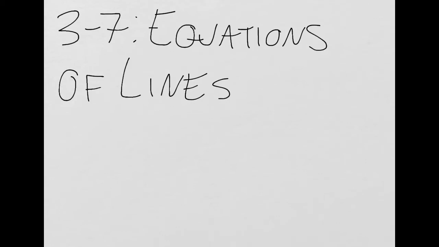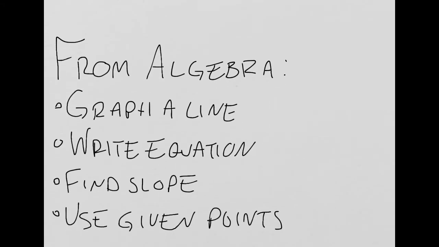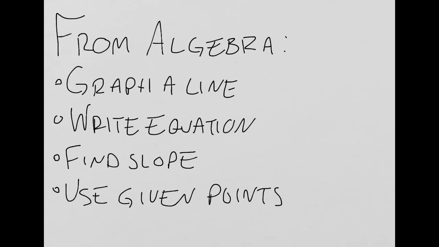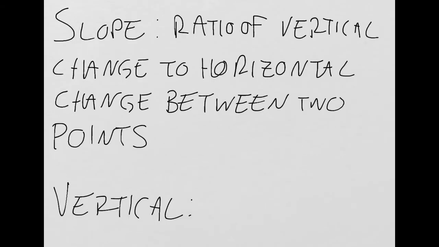Alright, so now it's time for section 3-7. This is equations of lines in the coordinate plane. So from algebra, we learned last year how to graph a line, write an equation, and find a slope, and we can use given points to do all of this. So slope is a ratio of vertical change to horizontal change between 2 points.